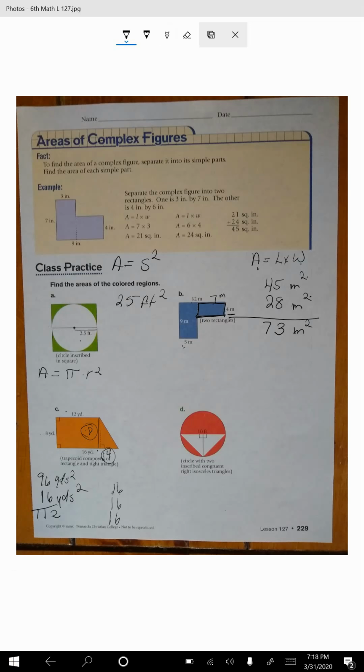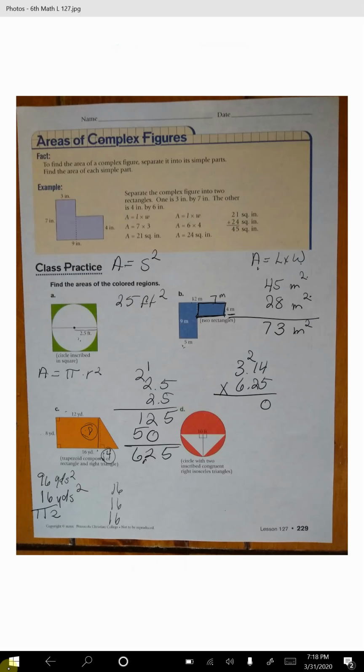Okay, so the radius was 2.5. Let's square it. I'm going to do it right here, and I'll just erase it when I'm done. 2.5 times 2.5. I get 6.25. Did you? All right, now I got to take that 6.25 and times it by 3.14. And I'll do that with you.